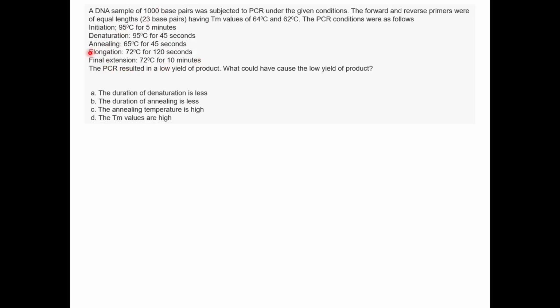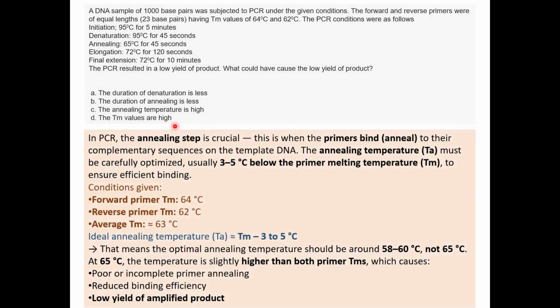So this is the program setup in the PCR, but the PCR resulted in a low yield product. So what could have been the cause of the low yield? Is the duration of denaturation less, or the duration of annealing less, or the annealing temperature high, or the TM values high? So in PCR, annealing is a crucial step.